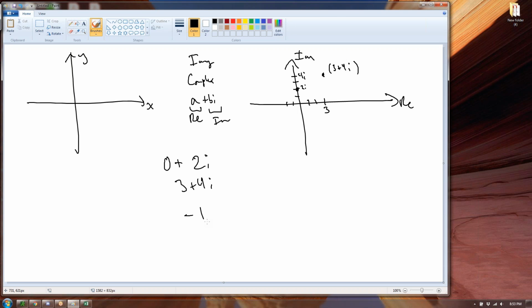If you did -1, you would just go over -1 plus 0i. Or I'll do -4. You would go -4 units in the real and then up or down nothing. And that would just be -4 plus 0i. Okay? That's how you graph real and imaginary numbers. They're just single points. Okay. They're called complex numbers. A complex number is a combination of a real part and an imaginary part. Uh-huh. All right.